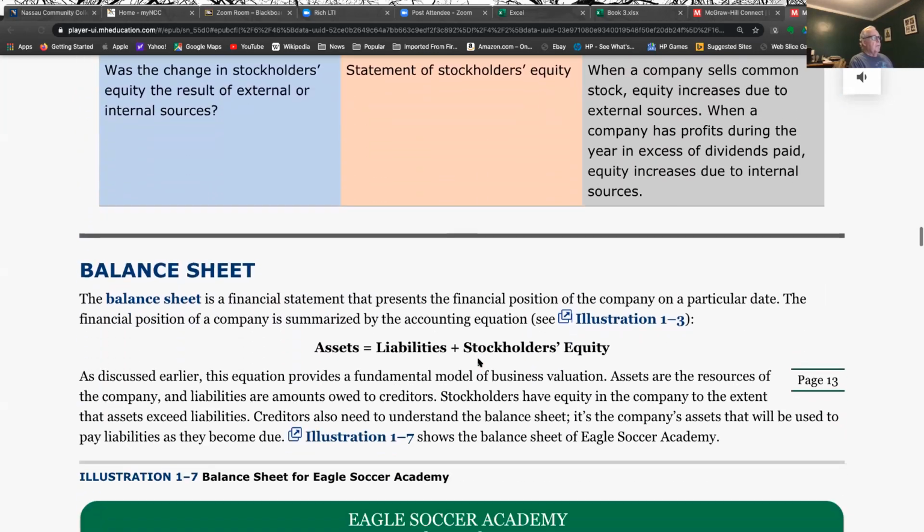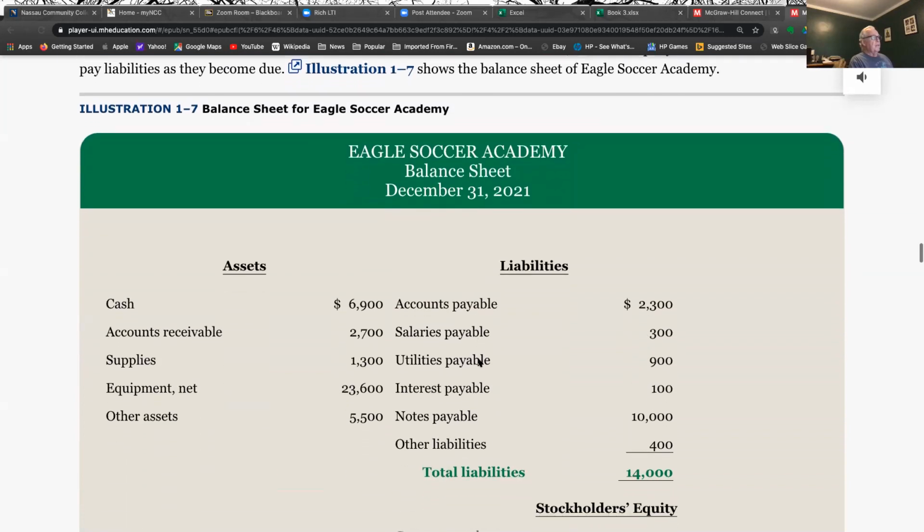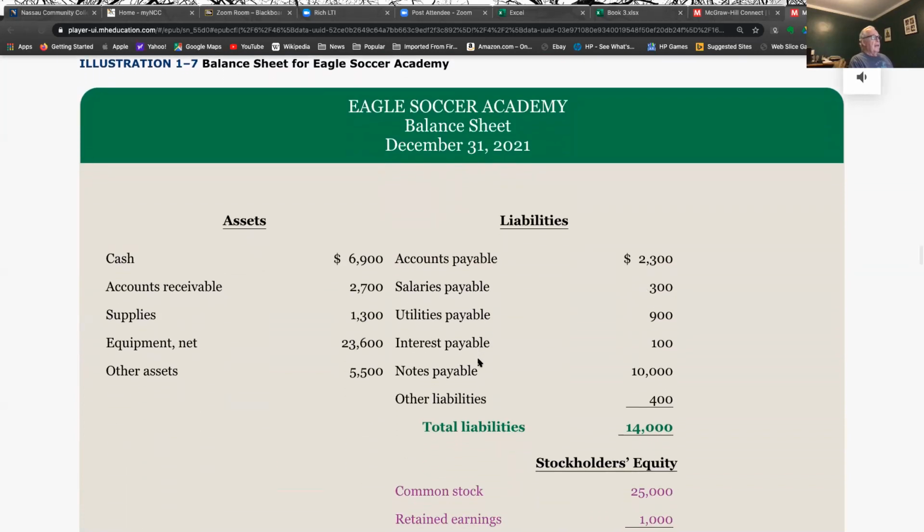So the next statement we have is the balance sheet. And notice how on the balance sheet, the date is expressed a little bit differently, right? We just say December 31st. We don't say for the month ended or for the year ended. It's just December 31st.